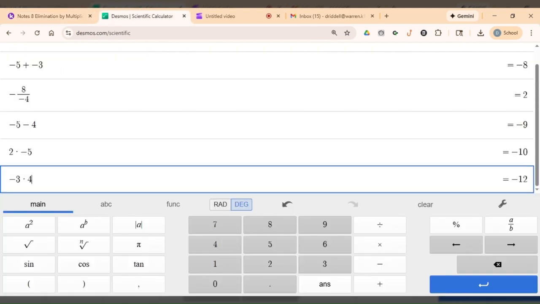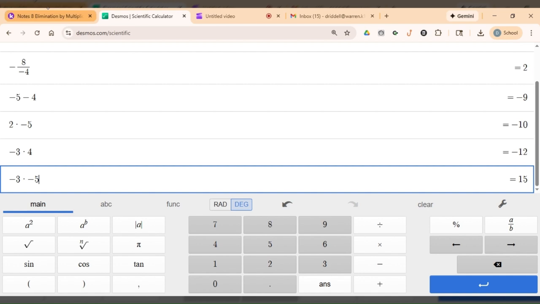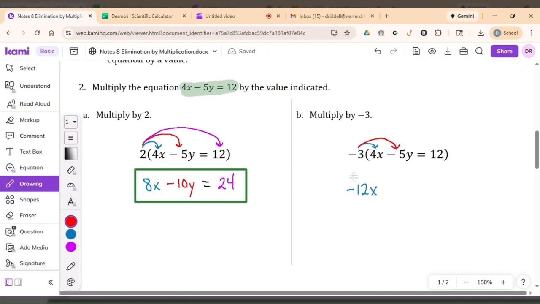That's a negative number times another negative number. So again, go back to your calculator. Negative 3 times negative 5 is positive 15. So what we're going to put after that is a positive 15. And since there was a y with the 5, it's positive 15y. Okay, still have the equal sign.